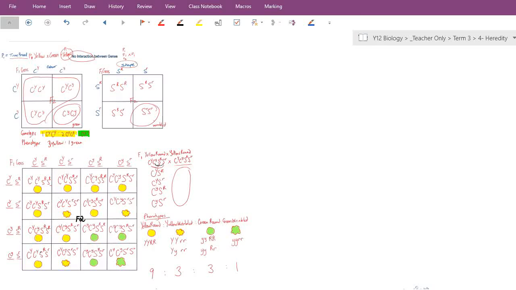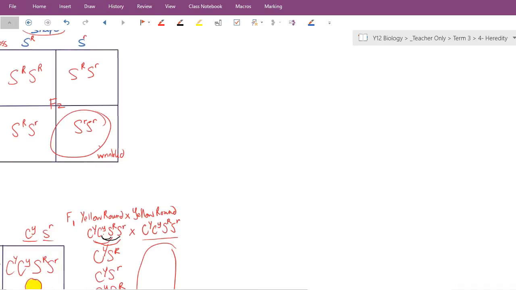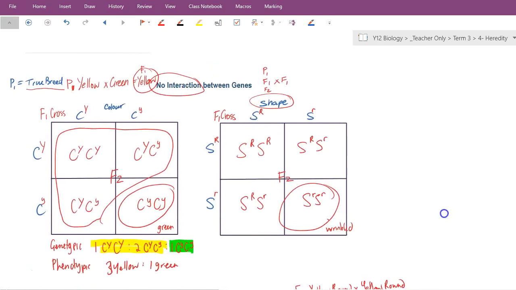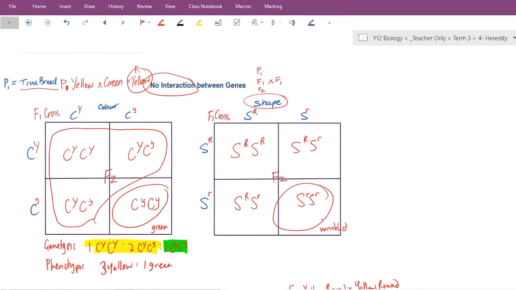Mendel looked at gene interactions, but he looked at interactions between genes that were not interacting with each other. They didn't affect each other. So the color of a seed's coat or the shape of a seed, they didn't affect each other. They are independent of each other, and that's a really important thing to note here.